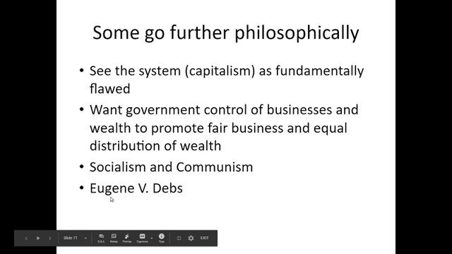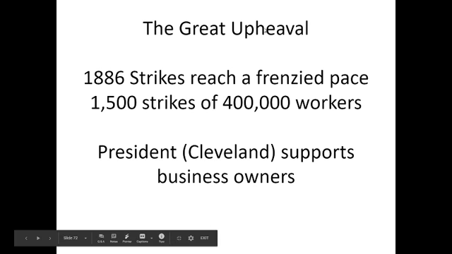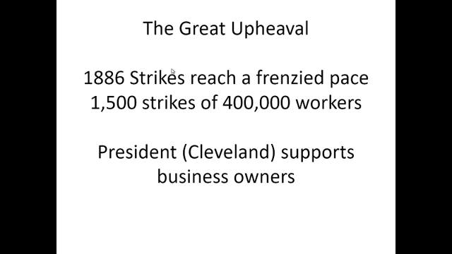Okay, in America, probably the most famous socialist is Eugene V. Debs. We're not going to talk about him, but he's probably the most famous one in America. Okay, and so this conflict between workers and industrial leaders leads to lots of strikes and lots of deaths and lots of things. So just one example is what we call the Great Upheaval of 1886, where there were 1,500 strikes of more than 400,000 workers. But the president at the time, Cleveland, generally sided with the business owners on dealing with these disputes. We'll see that other presidents have different priorities.